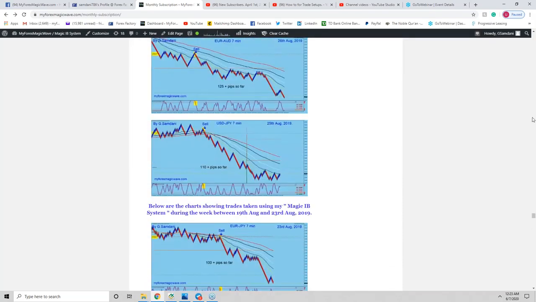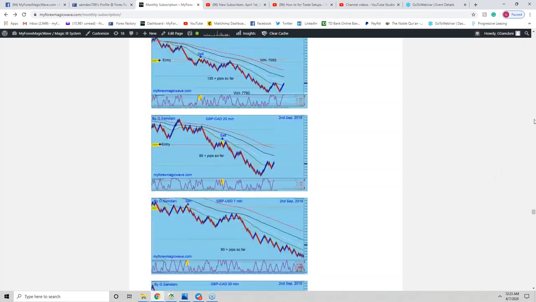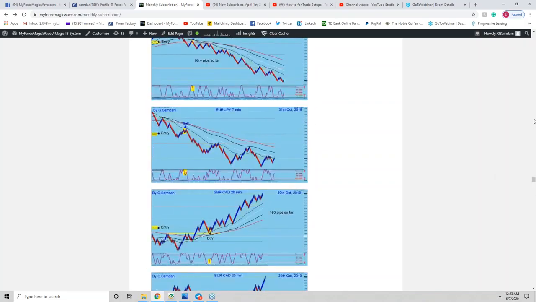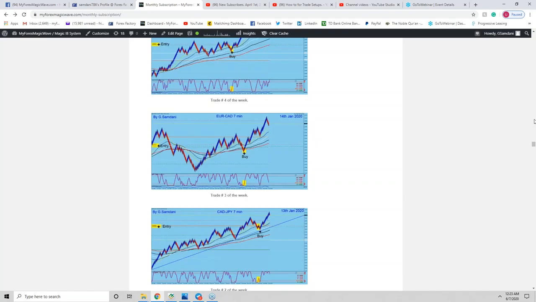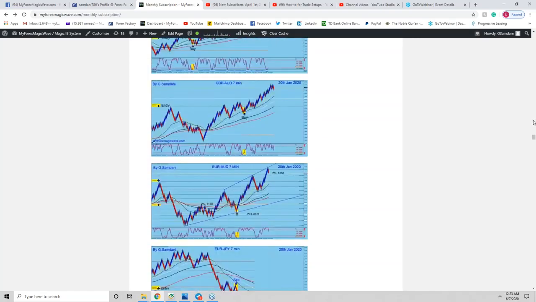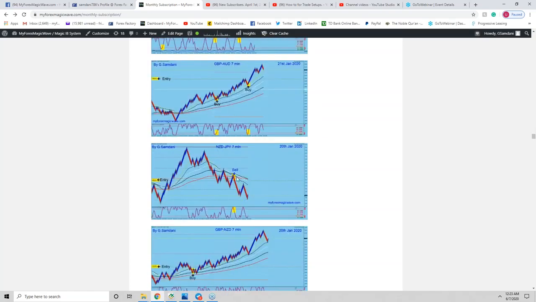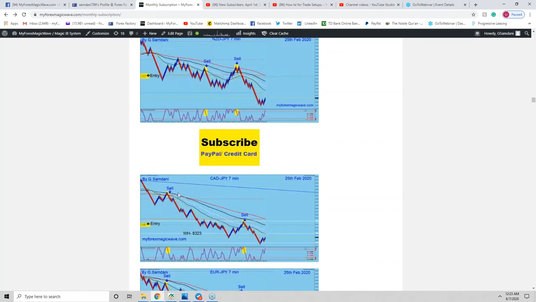You see all of these trades, and then you can go as far as August 19, and even further than that. All of these trades are the same thing, same story, same setup. This is short here, this is buy here, buy here. You can see the same setup. All of these trades are recorded here, and you get access to that.